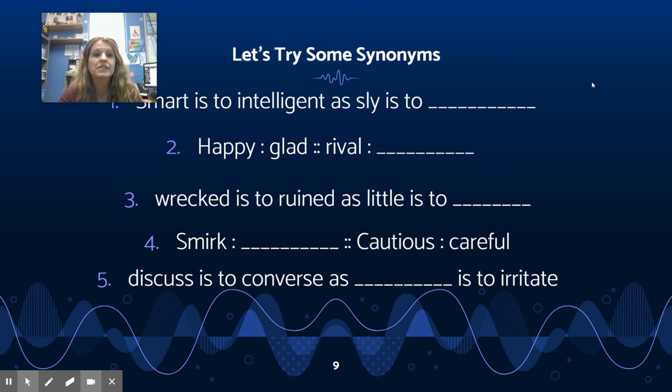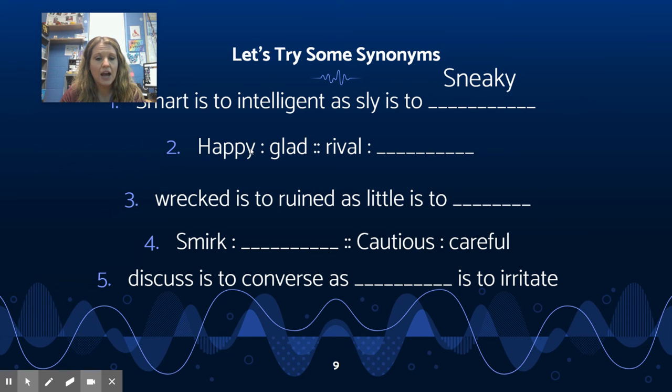These are synonyms. So I think, what's a synonym for sly? Well, I always think of the sly fox in the Gingerbread Man, the one that's trying to trick him. So I would say someone that is sly is someone that is sneaky. And that would work. That would fill in the blank.